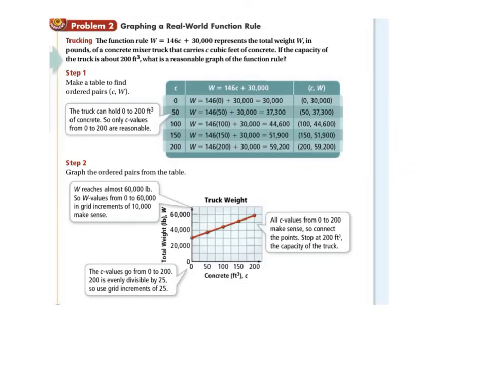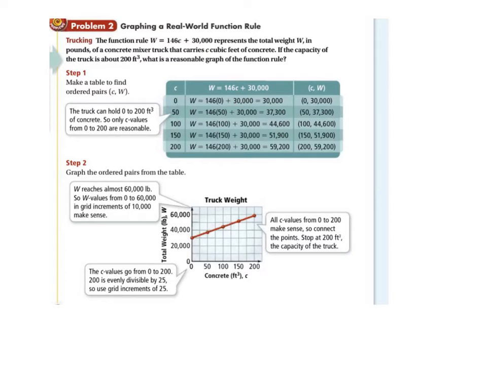Alrighty, so our second one here is, it gives us this function right here, right? And it talks about the cubic feet of concrete affecting the weight. C here, the cubic feet of concrete, that is your x, that is your input. And we put that over here. The output, W, over here, that is the weight of the truck. So notice it's 146 times the number of cubic feet plus the 30,000.